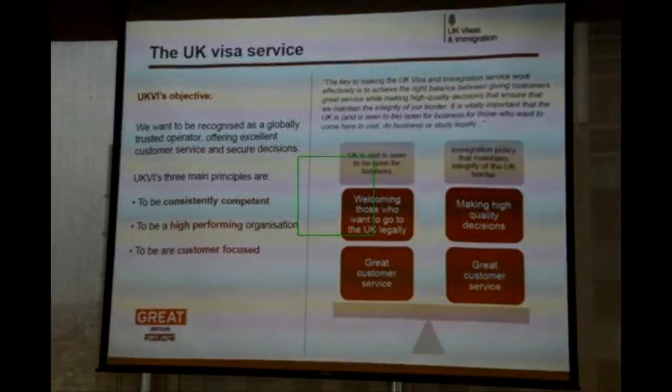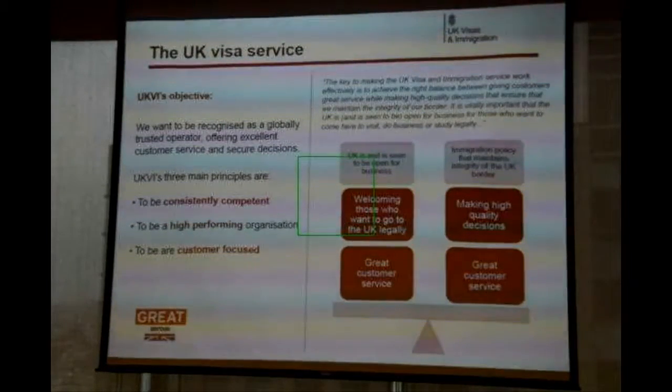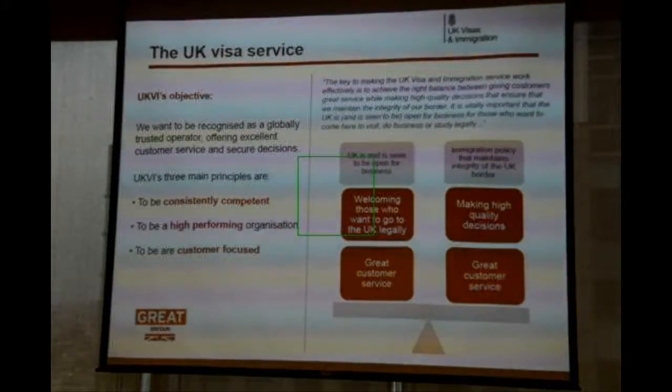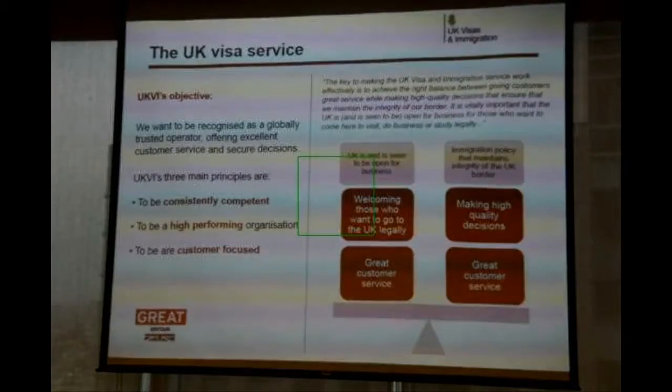So we want to be consistently competent, which means that we want to approach all of our customers in the same way. We want to be open, and we want to be honest about what people can and can't do in the UK. We want to be high performing, which means we want to get out and meet people. We do work closely with inside government stakeholders and outside government stakeholders. So we do what we can to help spread the message about immigration and student visas to the UK. And that comes in with being customer focused as well, which is, again, why I'm here today.